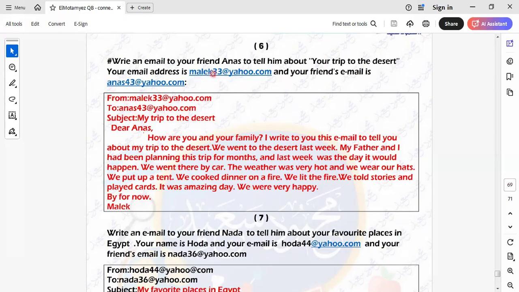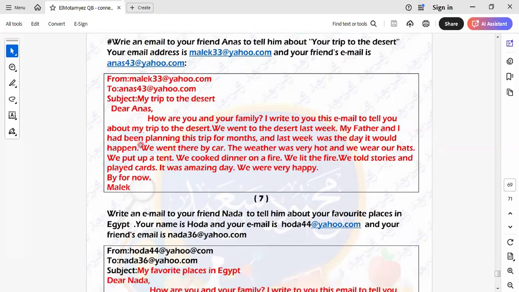From, like here, malak33@yahoo.com. So write here malak33@yahoo.com. Don't write your email because it's signed in the paper. Okay. I advise you many times not to do so. To anas43@yahoo.com. Here we have subject. Subject here about what? My trip to the desert. Here we say this is the style of how to write the email like this.